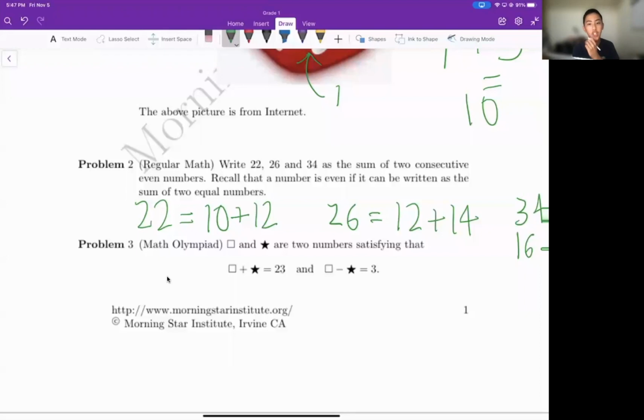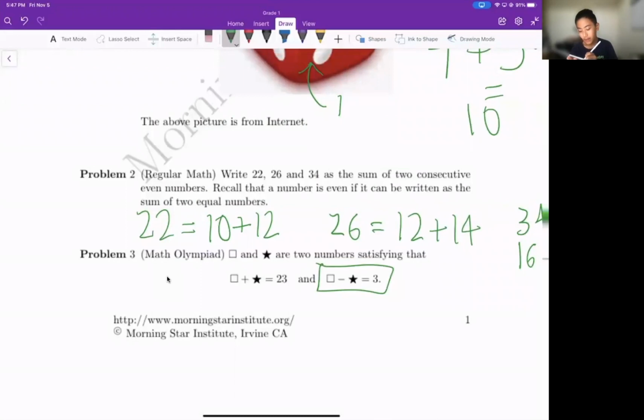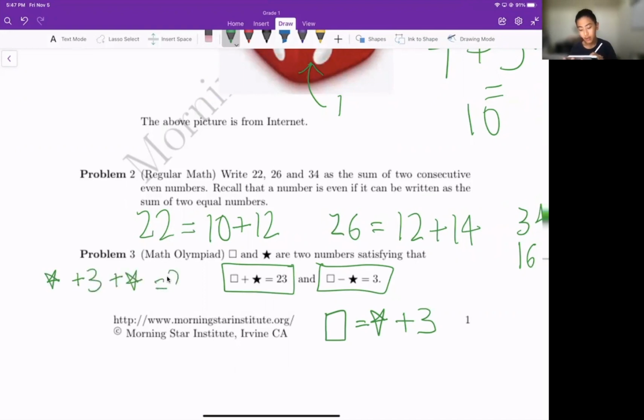Problem 3. A square and star are 2 numbers satisfying that square plus star equals 23 and square minus star equals 3. So we can rewrite this equation by saying square equals star plus 3. And we can rewrite the other equation by saying star plus 3 plus star equals 23. And from then on, we can deduce that 23 minus 3 equals 20 equals star plus star.